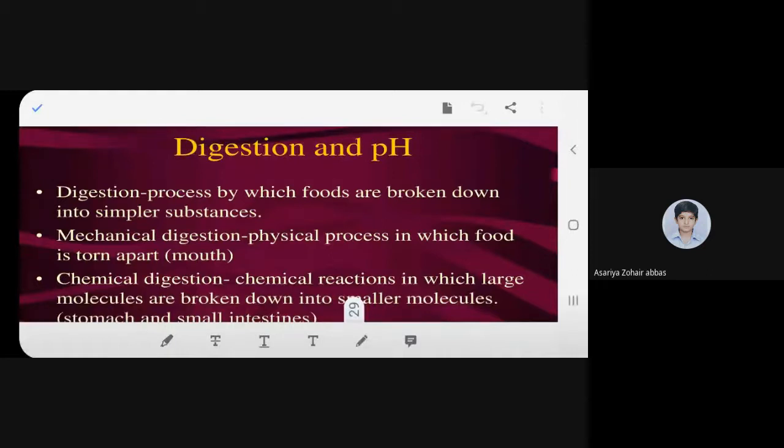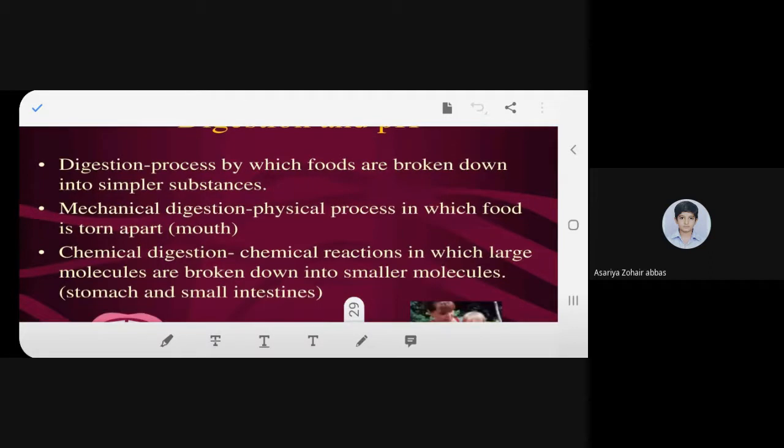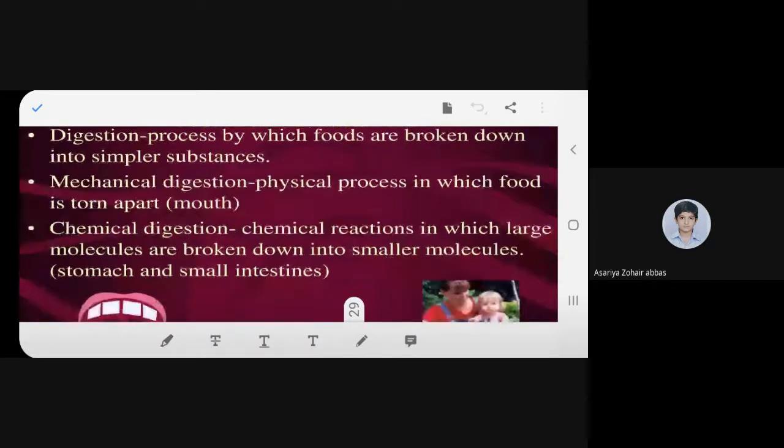Digestion and pH. Digestion is the process by which food is broken down into simpler substances. Mechanical digestion is a physical process in which food is torn apart, in the mouth. Chemical digestion is a chemical reaction in which large molecules are broken down into smaller molecules, in the stomach and small intestine. Is this clear?